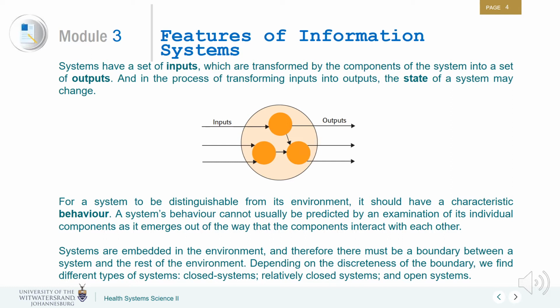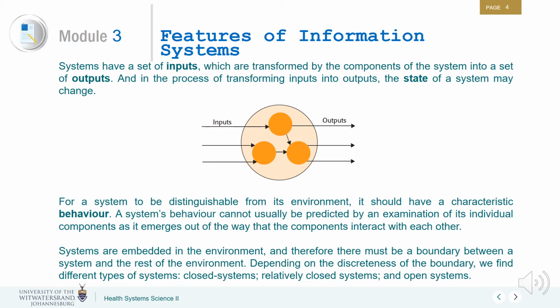Systems are embedded within an environment, right? So our health system does not exist in isolation. It exists within a bigger environment. And therefore, there must be a boundary between the system and the rest of the environment in order to distinguish what makes this a discrete system that works by itself. So depending on how discrete those boundaries are, we have different types of systems. And I'm sure this is work you covered in HSD in first year.